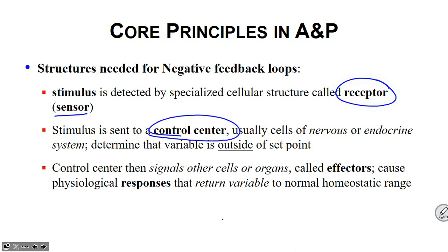The control center determines, we're off. Then it's going to send a message to your effector, and your effector is going to carry out the response or the action that helps me get back or corrects the imbalance. So let's do sweating on this. What is the receptor that picks up the stimulus, i.e. the heat?